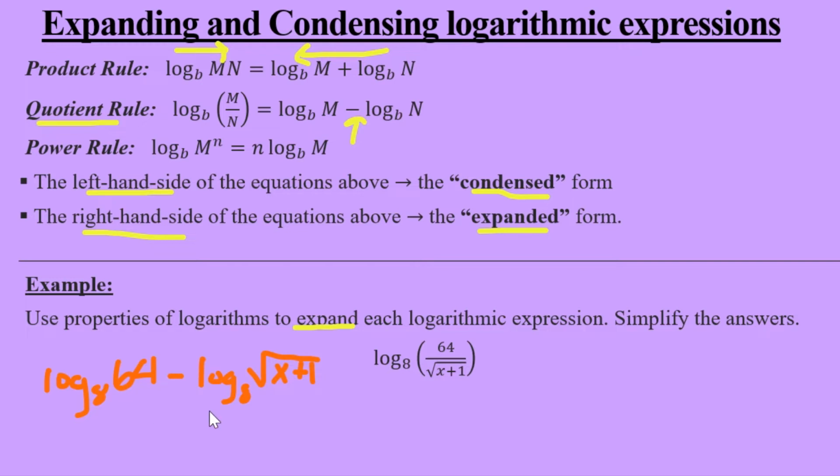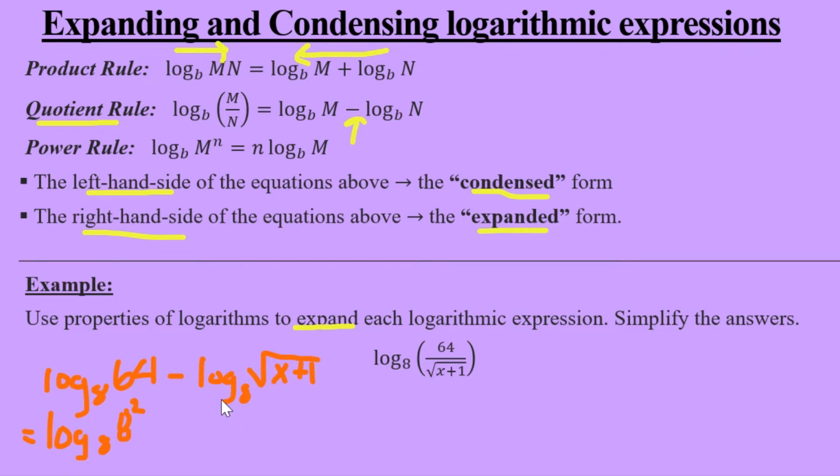Now that we have it expanded, we can see if we can simplify this as much as possible. Let's take a look at the first part of this expression. You notice we have a base 8, and our value here is 64. So we want to see if we can rewrite 64 as this base to some number. Let's see if we can write 64 as 8 to some number. Of course, we know 64 is the same as 8 squared.